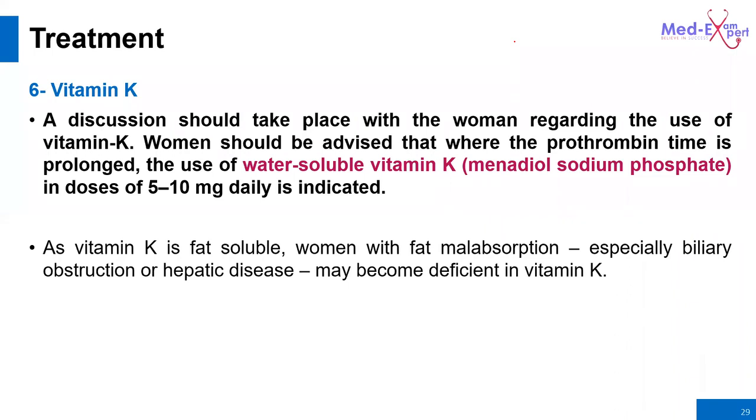When we do a coagulation screen and we find that there is a prolonged prothrombin time, you have to discuss with the woman and offer her a water-soluble vitamin K, which is called menadiol sodium phosphate, in doses of 5 to 10 milligrams daily. And this is a Green Top guideline recommendation.